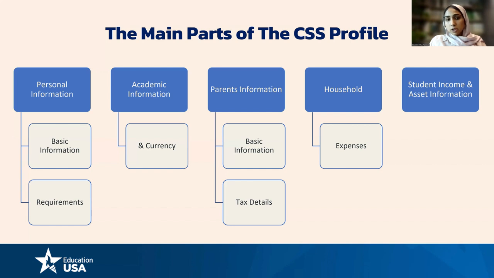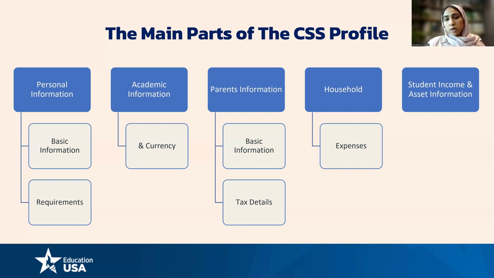Then parents' information, again, very important. The personal information part will be similar to the parents' information part. So when you're filling it out, if a question asks about, again, marriage status or tax information or anything, make sure you read it carefully. You don't want to mix the parent information with your personal information. A lot of students make that mistake. Make sure your parents are there to help you when you're filling out the tax detail part.